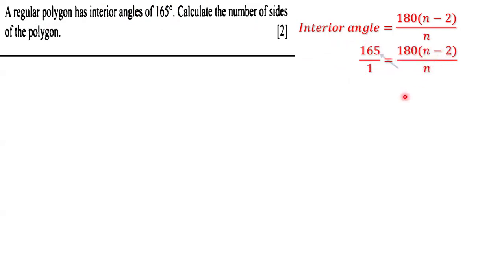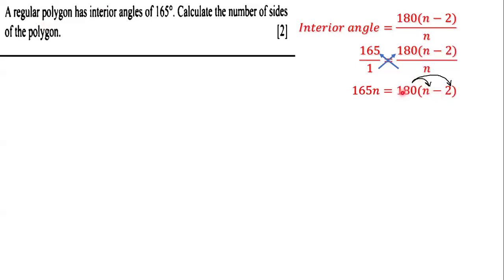And so we cross multiply. So we multiply n by 165, and we multiply 1 by 180 times n minus 2. Now, 165 multiplied by n is 165n, and 1 times 180 times n minus 2 is 180 times n minus 2. Next, we distribute this 180 across this expression.